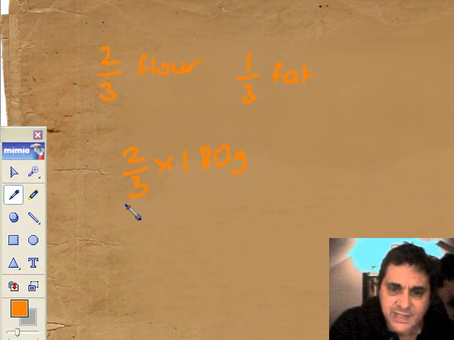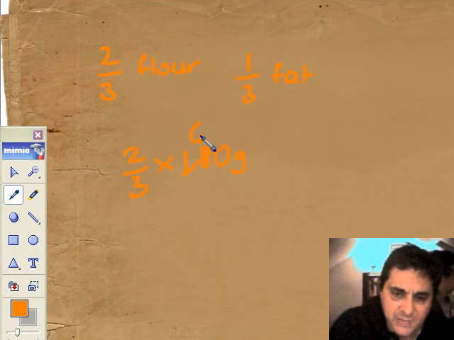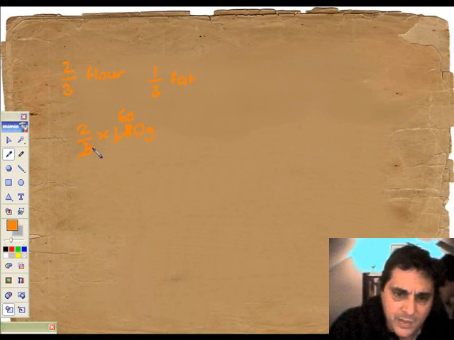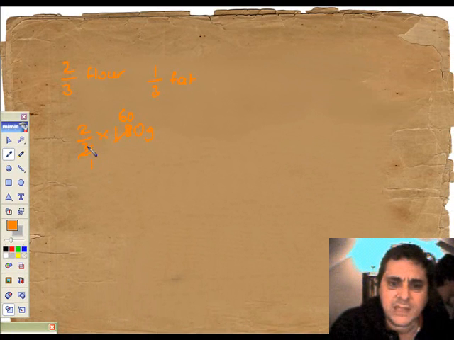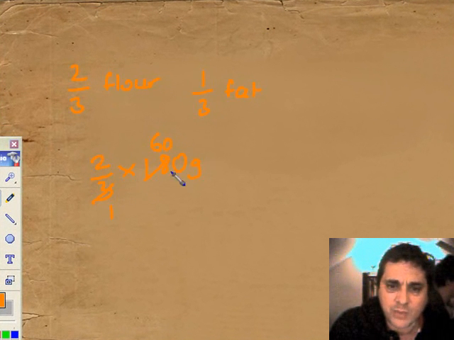3's into 180, don't worry about that. 3's into 18 go 6 times. So we've got 60 there. 3's into itself go once, and we're left with 2 divided by 1 multiplied by 60. That gives us 120 grams of flour. So that's fine.